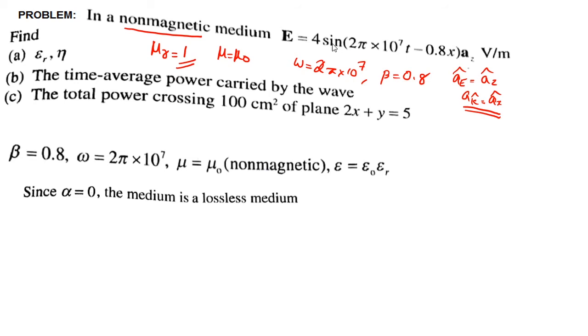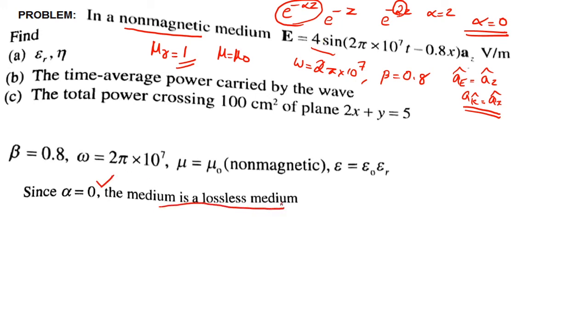Here we find that there is no term e raised to minus alpha z. If I say e raised to minus z, alpha is 1. If I say e raised to minus 2z, you take alpha as 2, because the term is e raised to minus alpha z. Here that term is not there. Why? Because this term is equal to 1. That means alpha is 0. So if in the electric field equation there is no e raised to term, that means alpha is 0. So alpha is 0, that means the medium is a lossless medium.